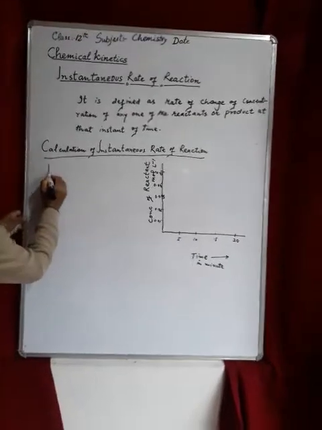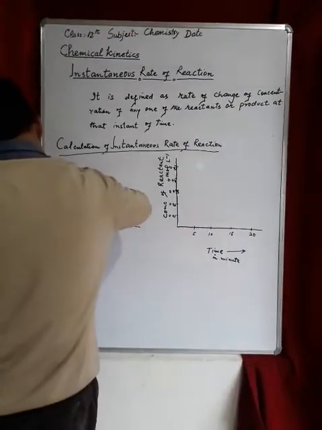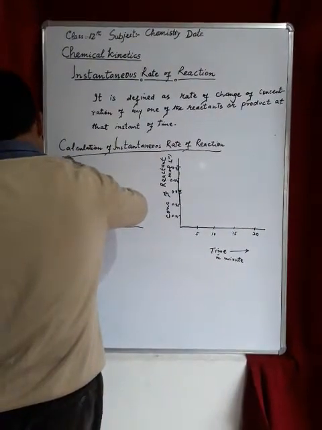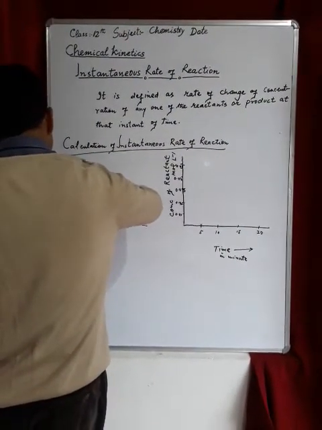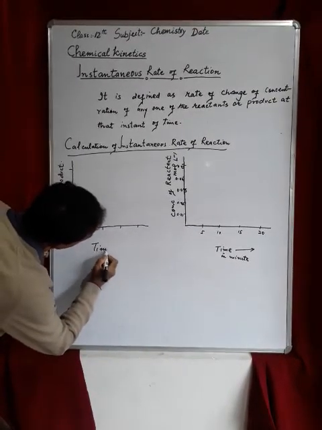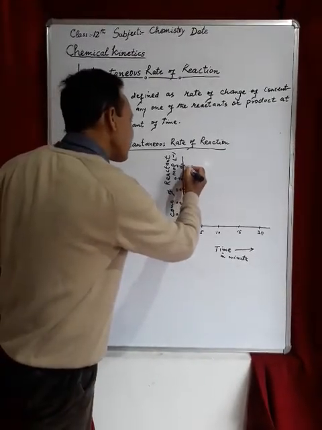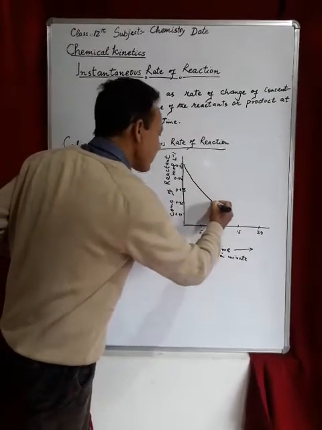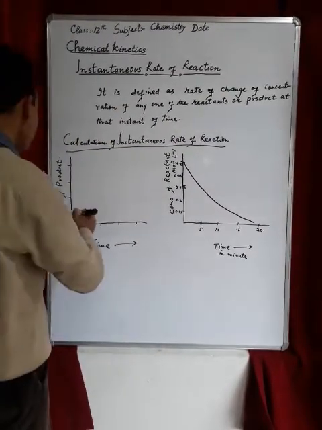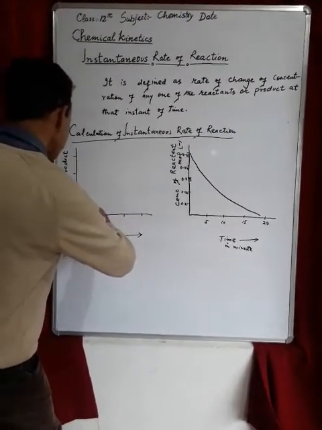Or we can plot it between the change in the concentration of the product and time. During the course of the reaction, the concentration of the reactant decreases as the reaction proceeds, and the concentration of the product increases as the reaction progresses.